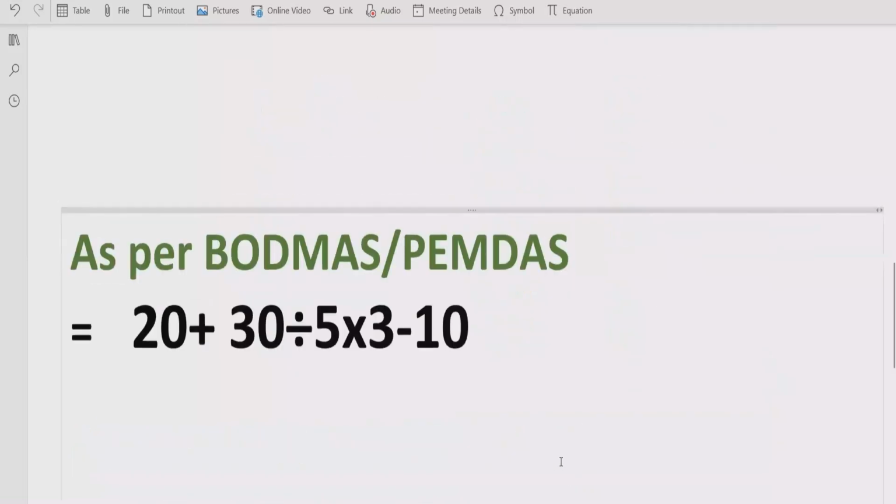Now, let's move forward to solve the given expression. As you can see on the screen, we have a simple expression: 20 plus 30 divided by 5 multiplied by 3 minus 10. Here some people make a mistake, and we will discuss it as we solve. First you have to look for brackets. In our expression, we do not have any bracket, so we can skip this part.